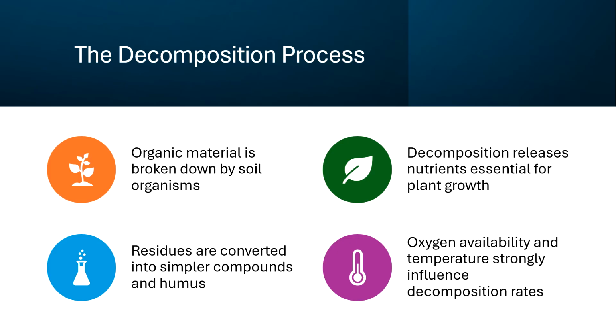Decomposition is carried out by soil organisms that consume and transform organic materials. Fresh residues are broken down first into simpler compounds, and over time they are further degraded into stable humus. Temperature, moisture, oxygen levels, and residue quality all affect the speed of decomposition. Microbial communities are highly responsive to environmental conditions, making decomposition one of the most dynamic soil processes. This process is what recycles nutrients for crops and maintains soil fertility.